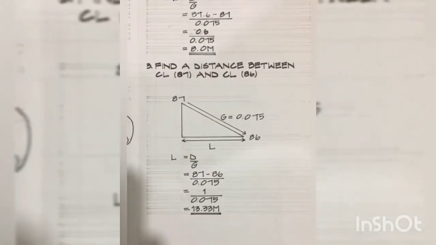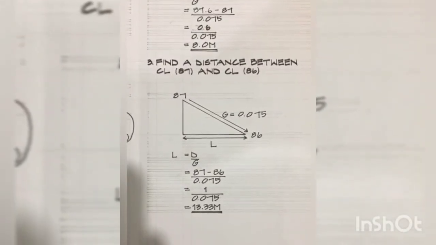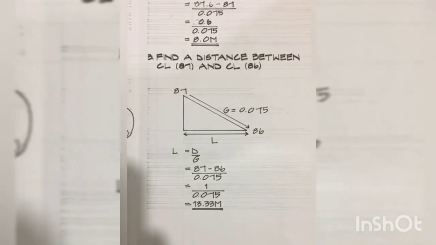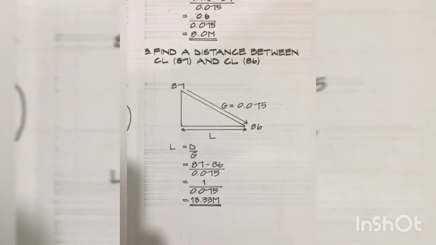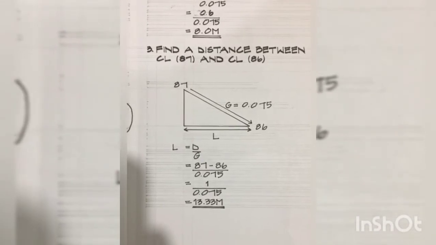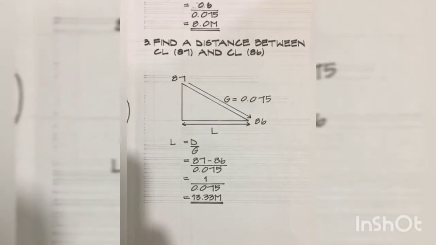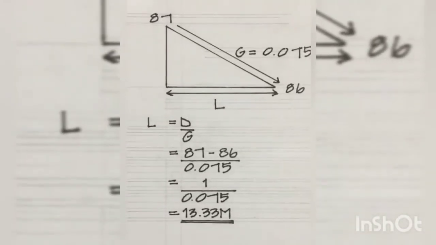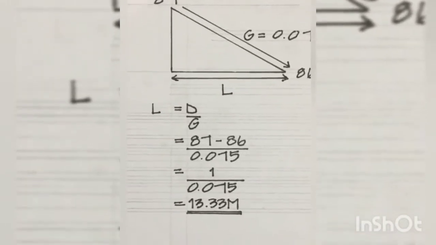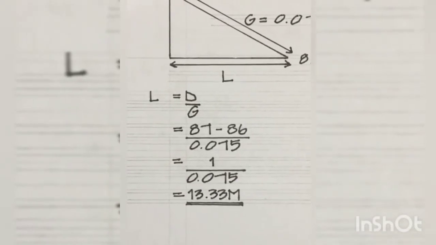Next, we have to find the distance between contour line 87 and contour line 86. To find the distance between contour lines, we also use the same formula where difference in elevation is divided by gradient, and the answer will be 13.33 meters.